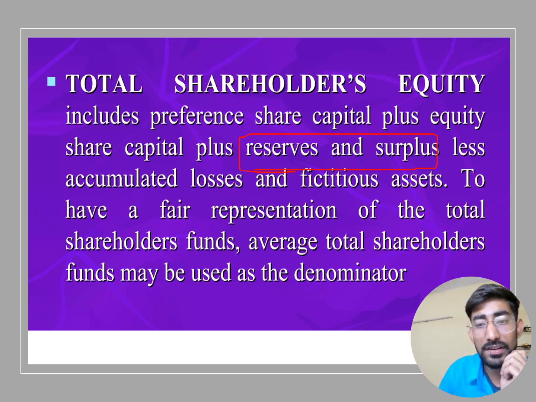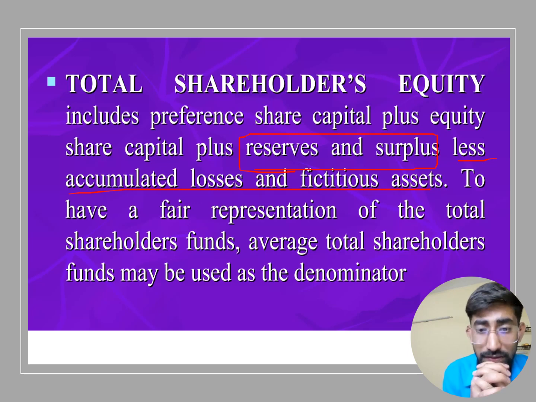While discussing the proprietary ratio, we have discussed it very clearly, and then we will deduct the accumulated losses and the fictitious asset. This is also a key point: we need to include three things, that is equity share capital, preference share capital, and RNS, that is reserve and surplus. And we need to deduct two things, that is accumulated losses and our fictitious asset, to get our total shareholders equity fund. To have a fair representation of the total shareholders fund, average total shareholders fund may be used as a denominator. I hope it is clear.